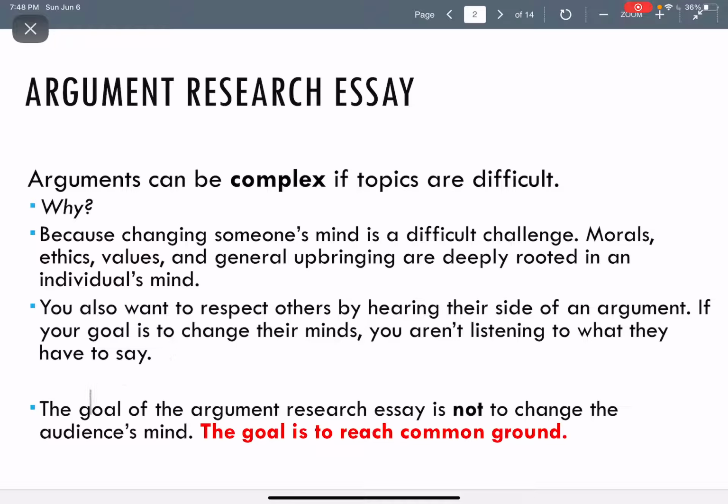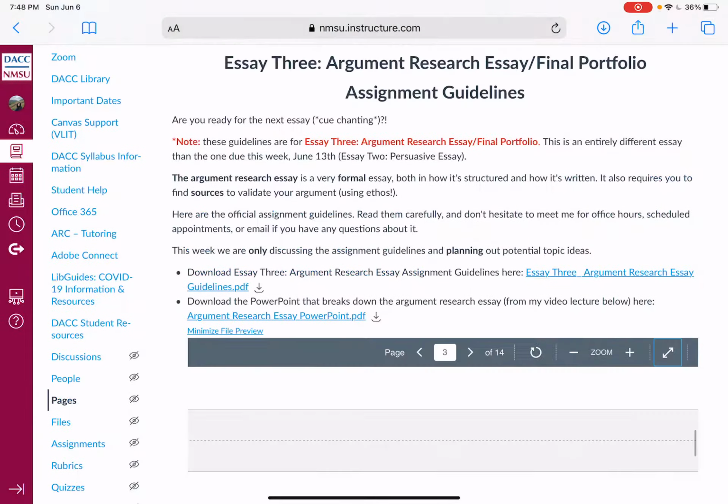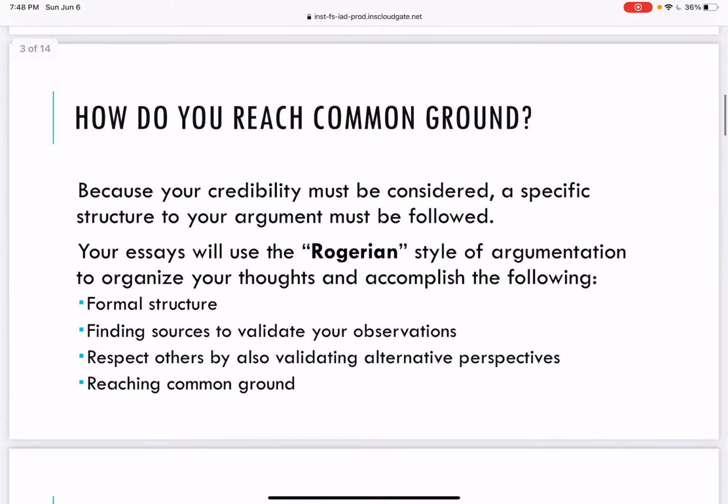So you have a different goal with the argument research essay. The goal of the argument research essay is not to change the audience's mind about the topic. The goal is to reach common ground. It's to bridge these perspectives into one universal middle ground. So you might be thinking, how might I reach common ground? What is common ground? Because your credibility, your ethos as a writer, as a communicator must be considered, a specific structure to your argument needs to be followed.